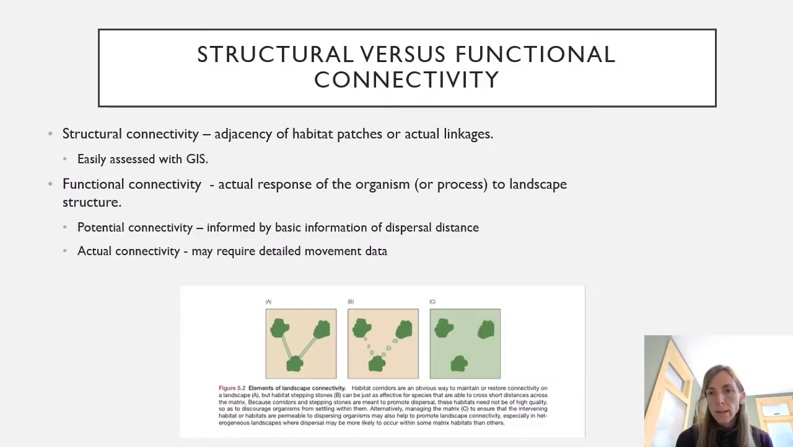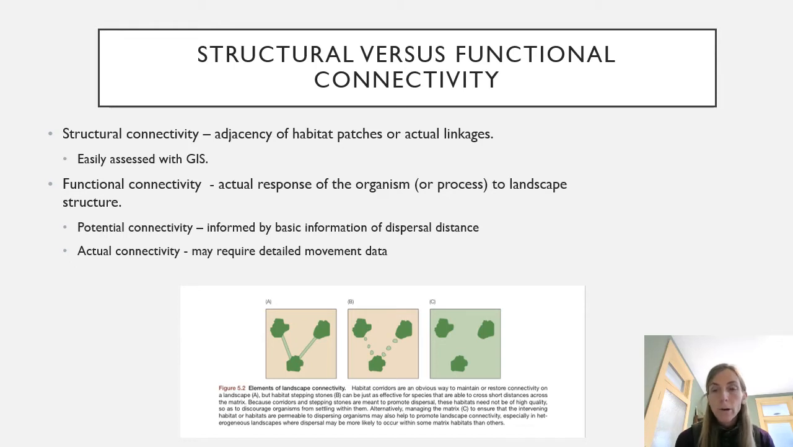It's important to think about the difference between structural versus functional connectivity. The book goes fairly deep on this concept, but structural connectivity is a function that we can look at within GIS through analyses such as nearest neighbor, where we look at the physical connection of a single habitat type. And that's fairly easy to accomplish.